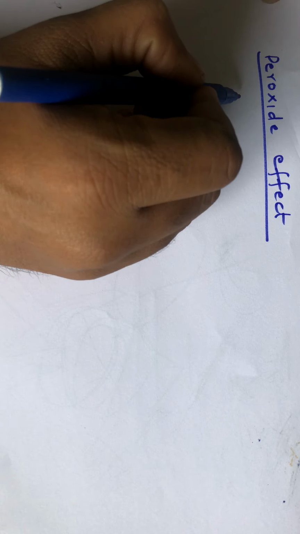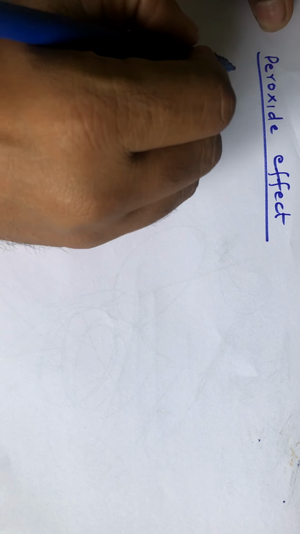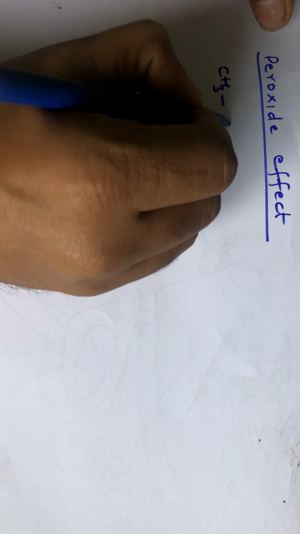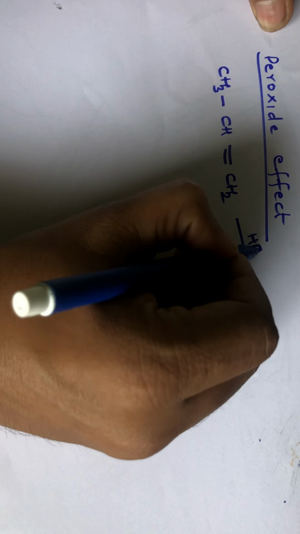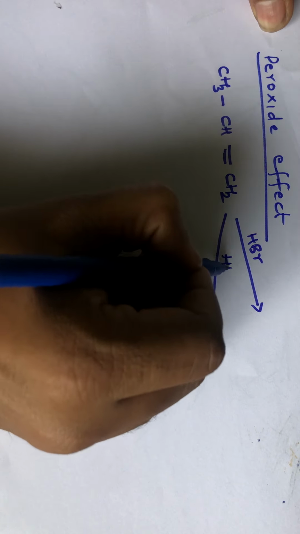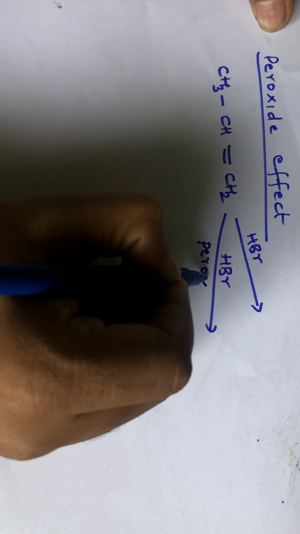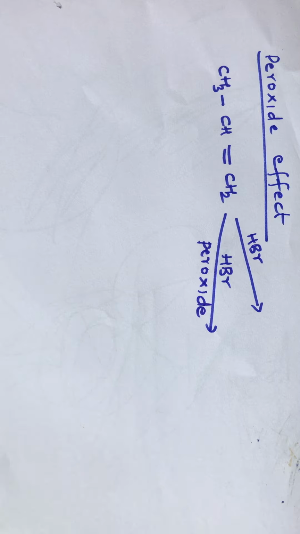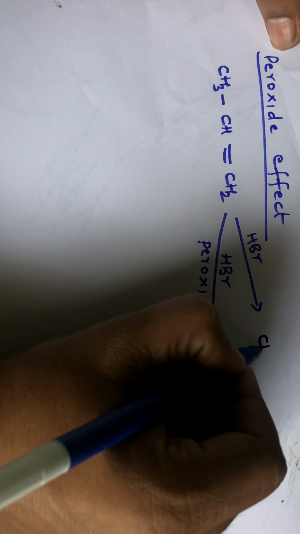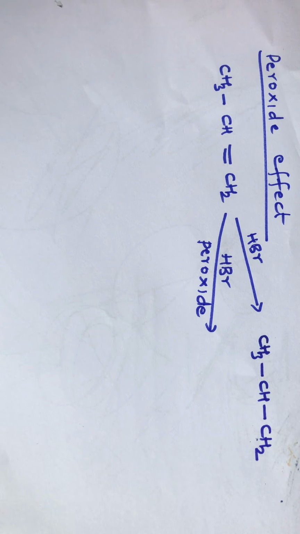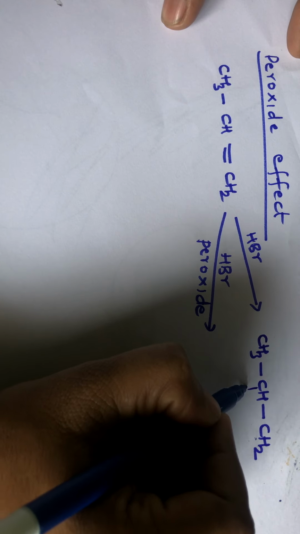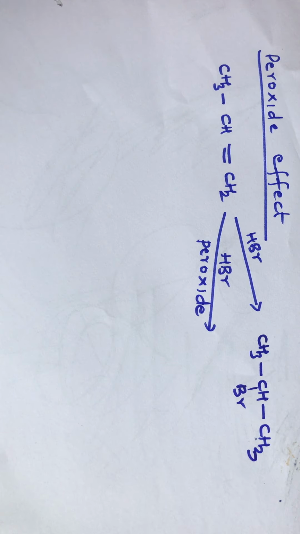Now, what is the peroxide effect? We'll take this example: CH3CH=CH2. If you use only HBr, the negative part of the reagent attacks the carbon containing the least number of hydrogens. This is the product obtained.